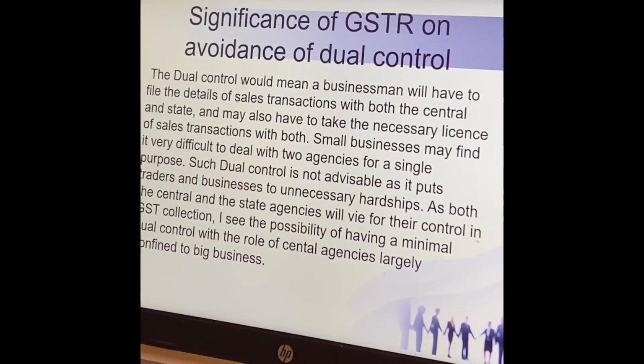As both the central and the state agencies will vie for control in GST collection, I see the possibility of having a minimal dual control, with the role of central agencies largely confined to big businesses and state government largely confined to small businesses. So that would be more beneficial and better for the economy and for normal people and businesses.